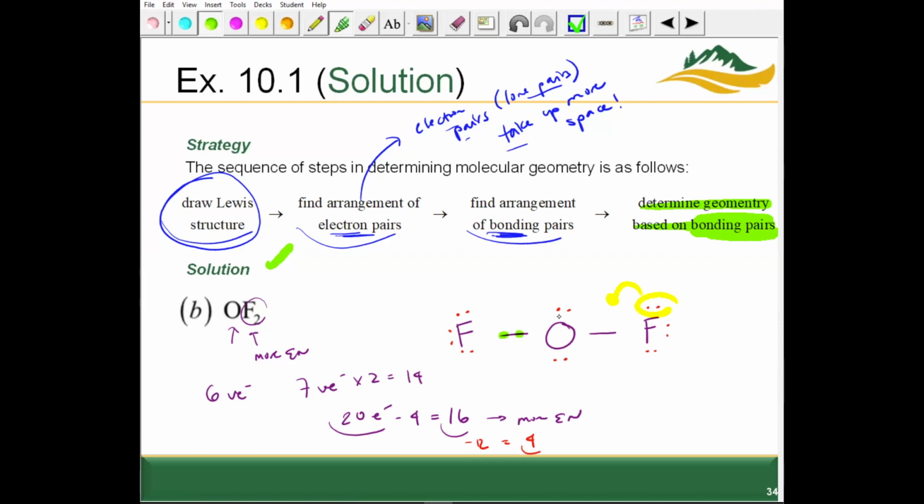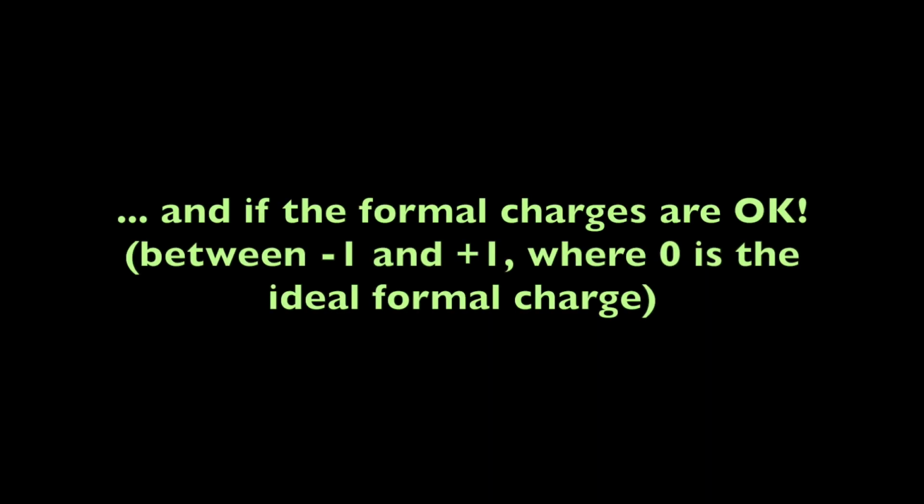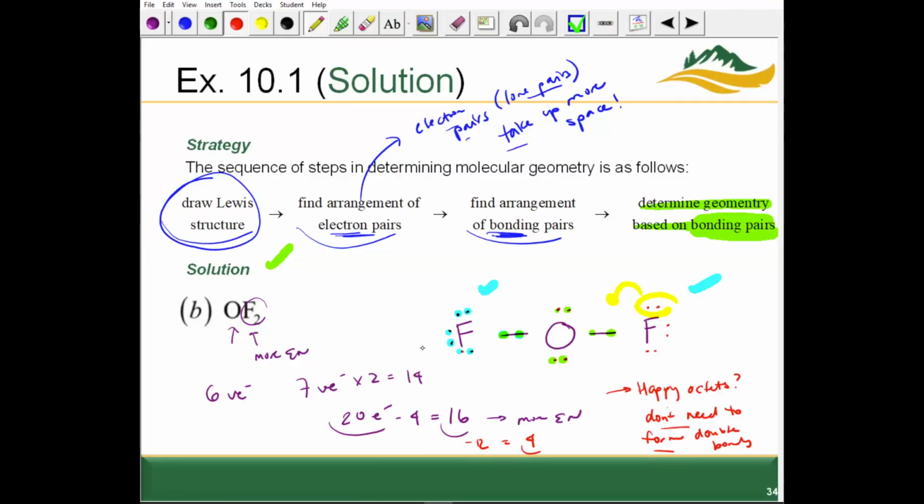Well, 1, 2, 3, 4, 5, 6, 7, 8. Yes for oxygen. Then 1, 2, 3, 4, 5, 6, 7, 8. Yes for both of the fluorines. So if there are happy octets, we don't need to form any double bonds. That means this structure is sound, this one is ready to go.